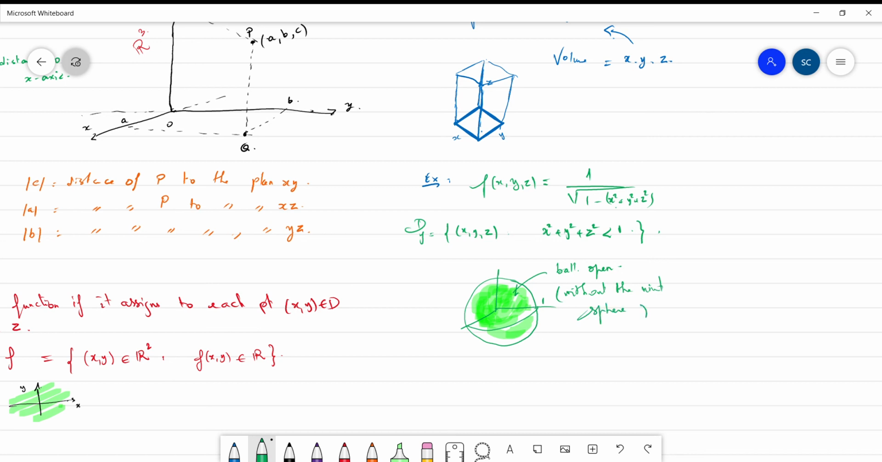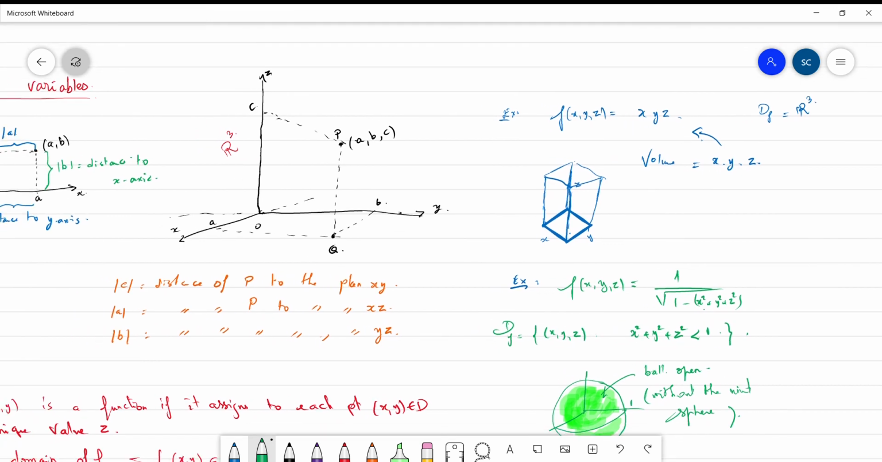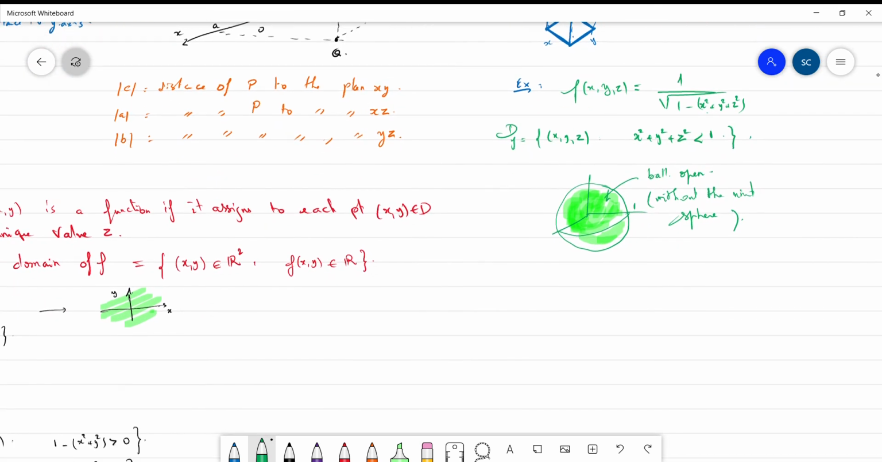So this is to give you an idea of functions of several variables, and the motivation for studying such functions. These are the most important. The motivation of studying such functions is the complexity of real phenomena.